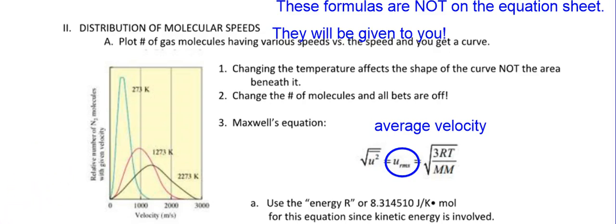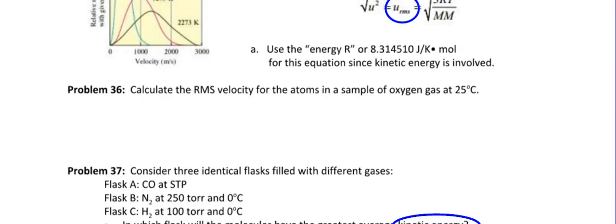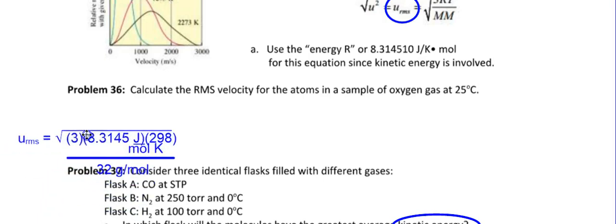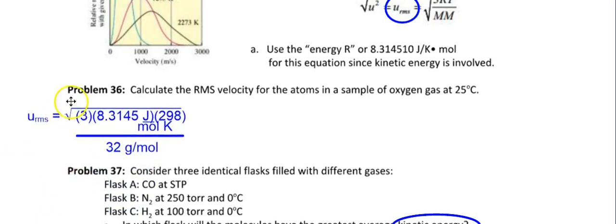So let's look at problem number 36. Let's actually calculate what this average velocity is. It says calculate the root mean square velocity, or the average velocity, for the atoms in a sample of oxygen gas at 25 degrees Celsius. So the root mean square is the square root of 3 is a constant, times 8.314 joules per mole K, times the temperature, 298 Kelvin, divided by the molar mass. So why don't you get out your calculator and plug away and see what you get. Take a few minutes out and come up with an answer.